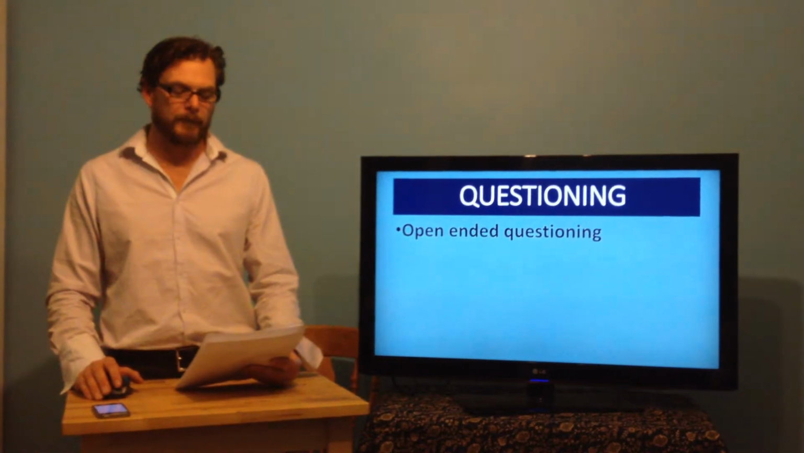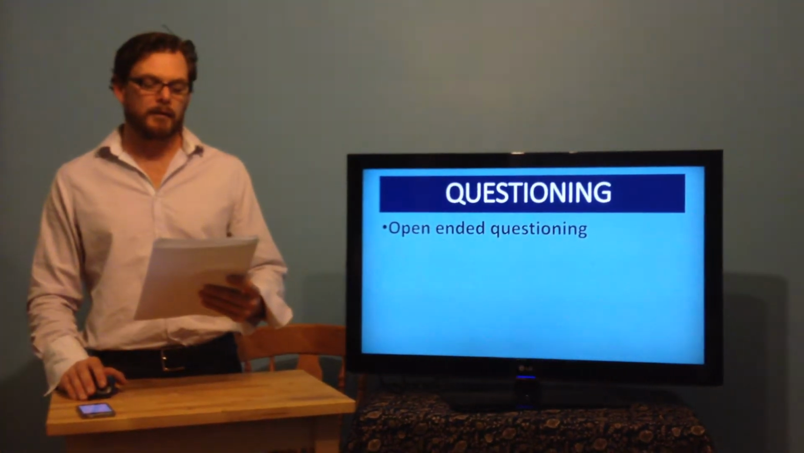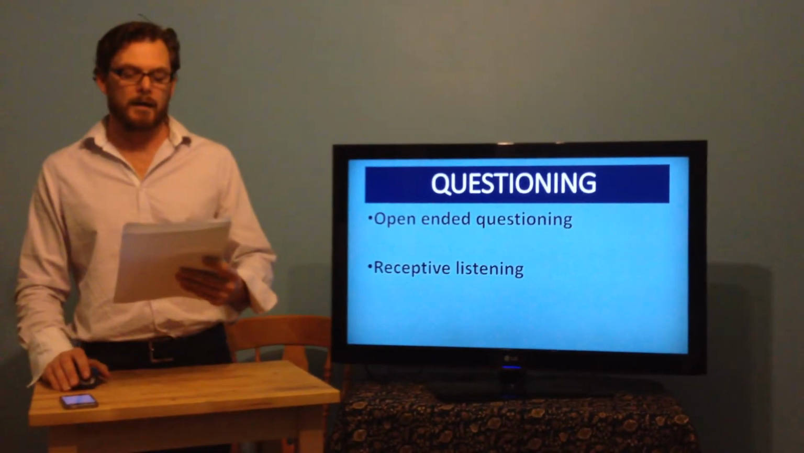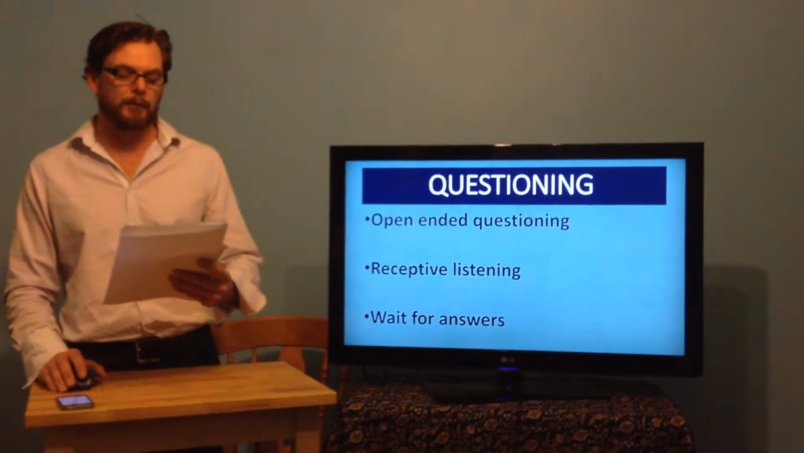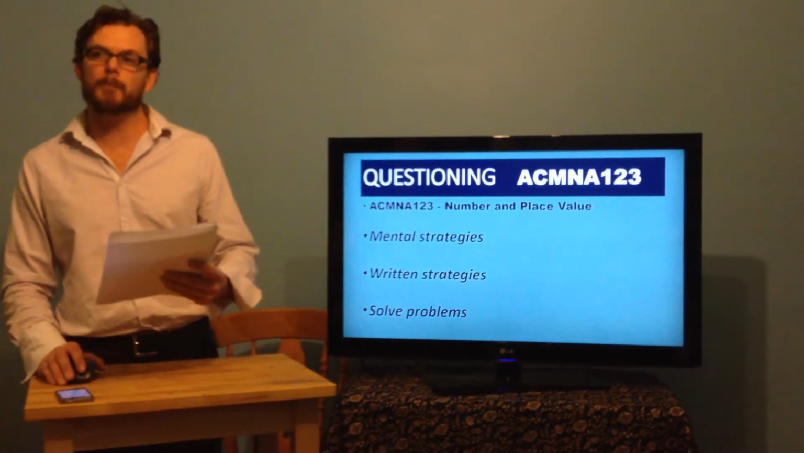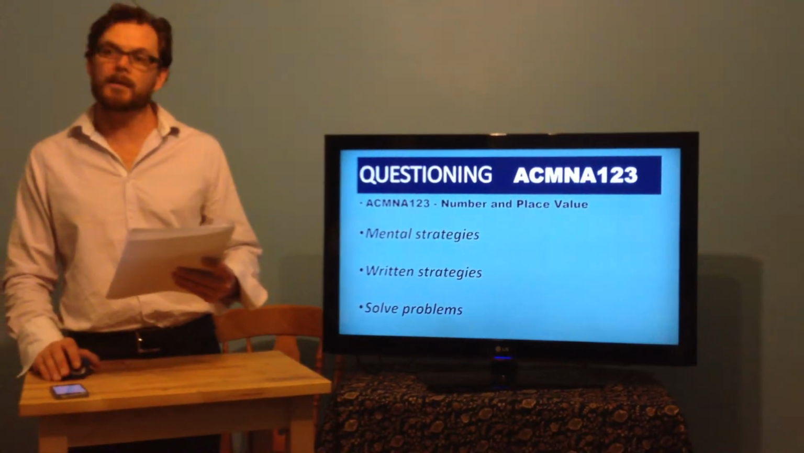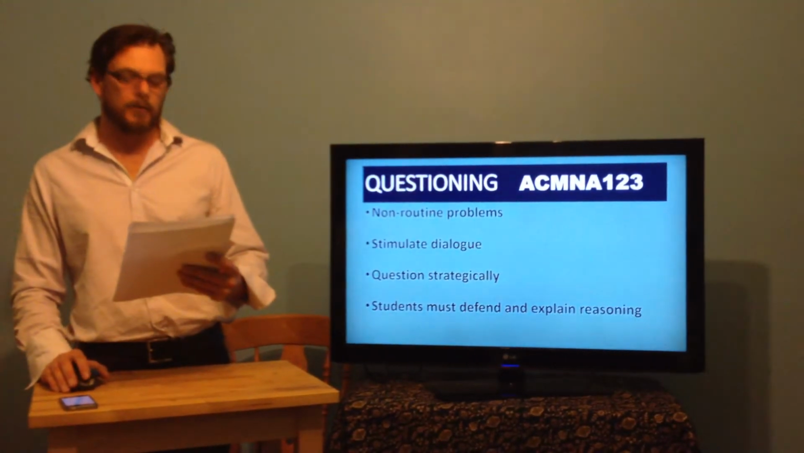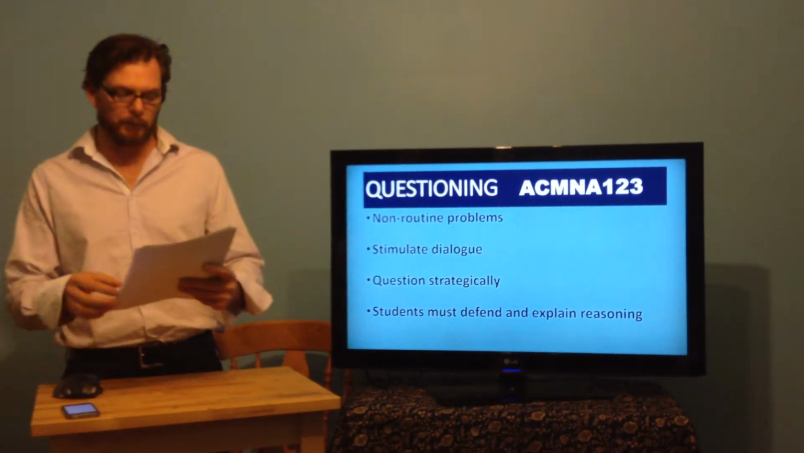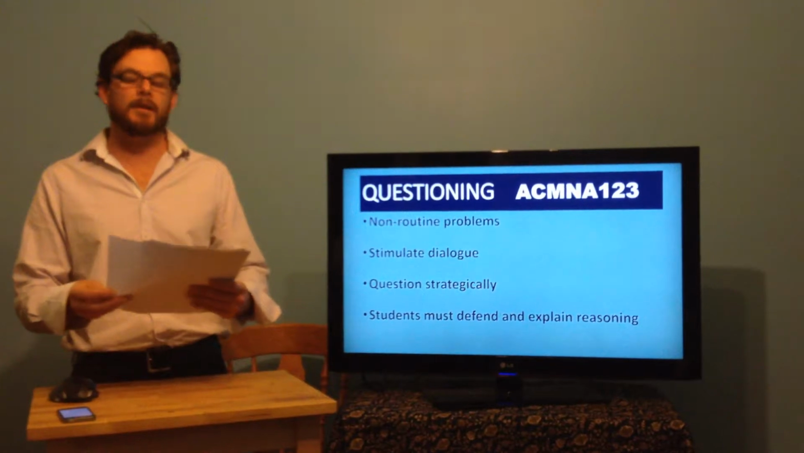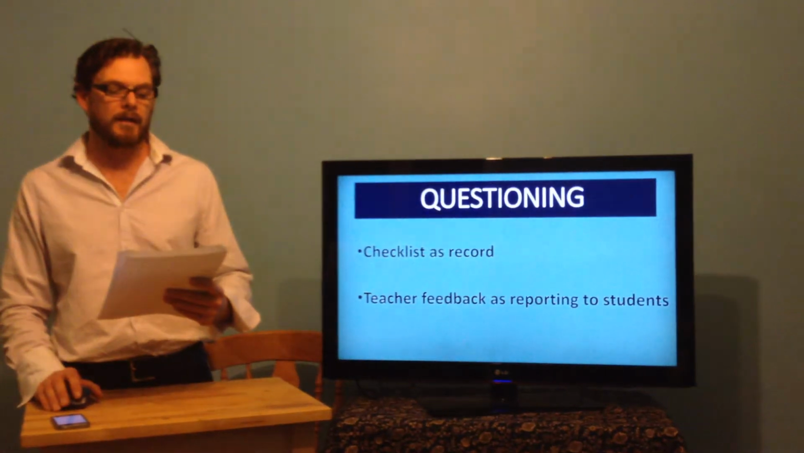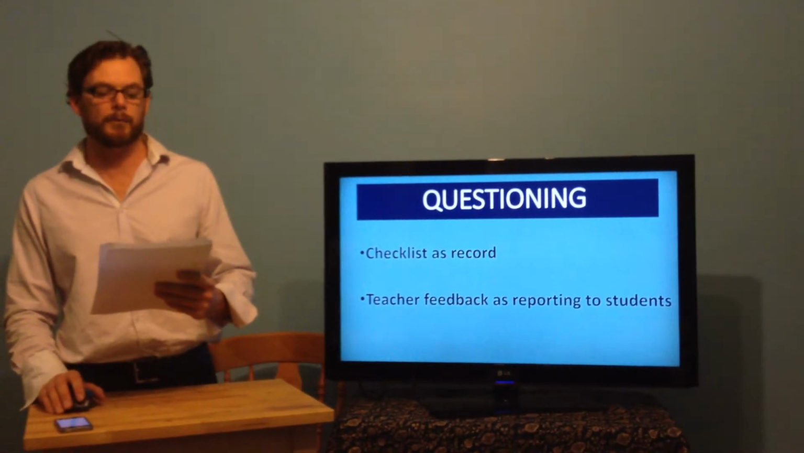Questioning also requires planning. To actively involve students in their learning, questions should be open-ended rather than framed to expect one-word answers, and teachers should be receptive listeners, waiting respectfully for students to answer. Content descriptor ACMNA 123 asks students to use mental and written strategies to solve problems, estimate and calculate. Once again, utilising non-routine problems to stimulate a dialogue and asking strategic questions compels students to explain and defend their reasoning, thereby deepening their mathematical comprehension. A simple checklist could provide adequate record of understanding, and teacher feedback performs as a mechanism for reporting directly to students.